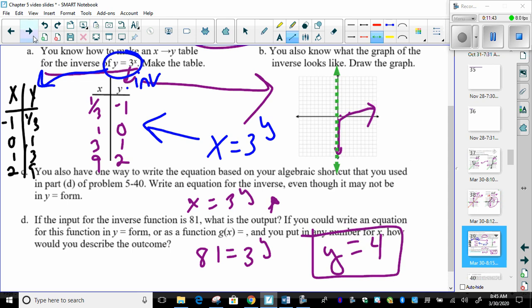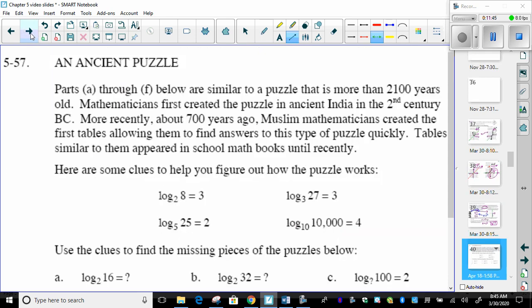So one of the things that's been useful for figuring these pieces out is the following puzzle. This is kind of just a fun little puzzle to reorganize what we have. And there's this word called logs. And logs are a really big way to help us when we're trying to write the inverse of an exponential. So we have the following situation. There are 4 clues to help you figure out how this puzzle works.